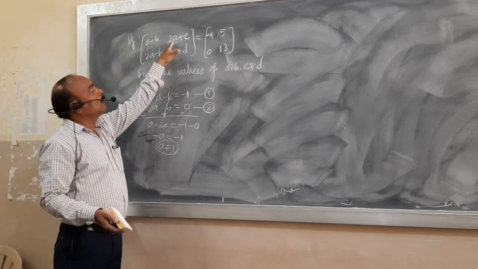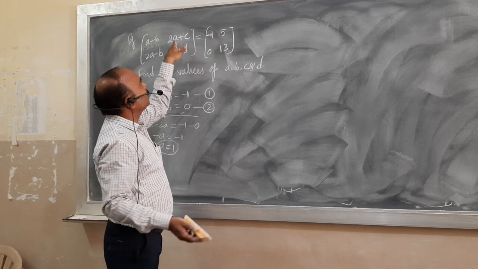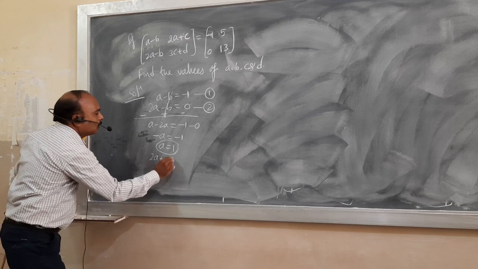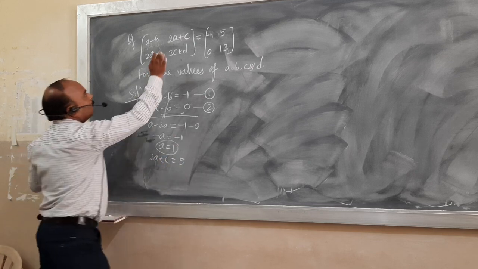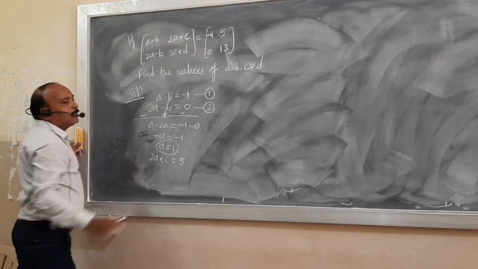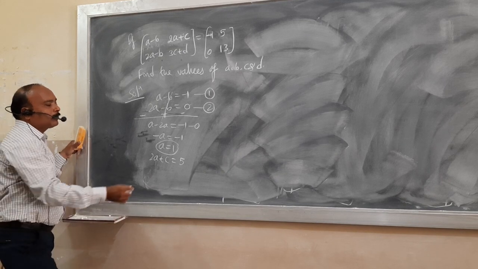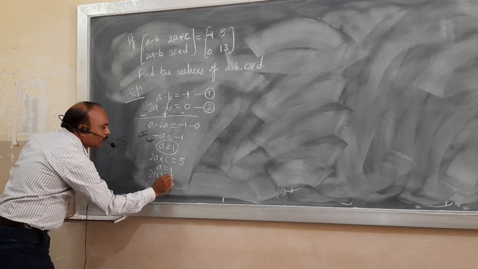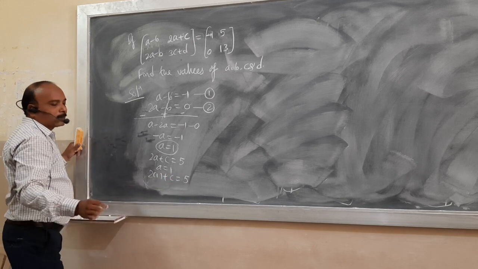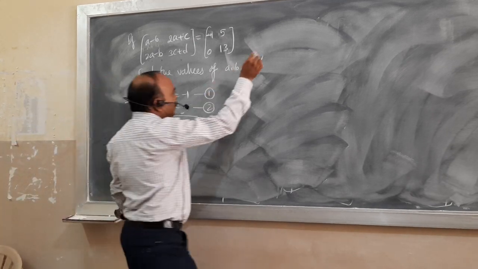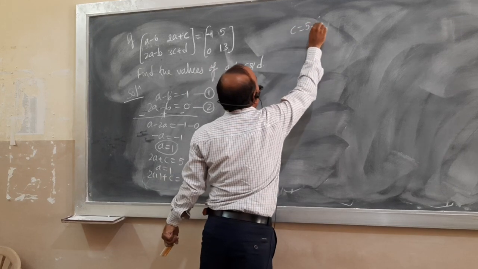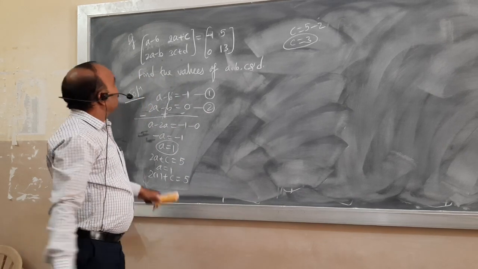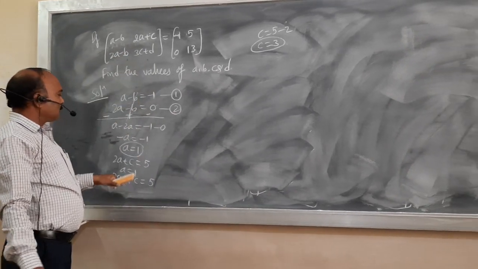If you take 2a plus c equal to 5 by equality of these two elements, you get 2a plus c equal to 5. These are equal because they are corresponding elements. Already you know the a value, substitute here. A equal to 1, you get 2 into 1 plus c equal to 5. Then you get c equal to 5 minus 2, c equal to 3. It is the second value. Now you got a value and c value.